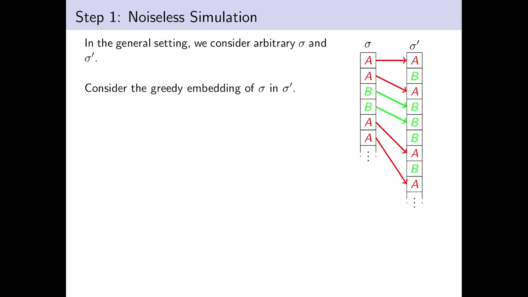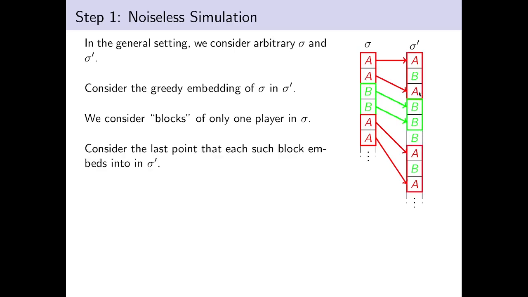But furthermore, we don't just match them, we actually want to look at blocks. We want to take a look at blocks where just one player speaks in sigma continuously. So a bunch of consecutive Alices, then a bunch of consecutive Bobs, then a bunch of consecutive Alices, and so on, and consider what these blocks map onto. In particular, consider the last point in all of these blocks.